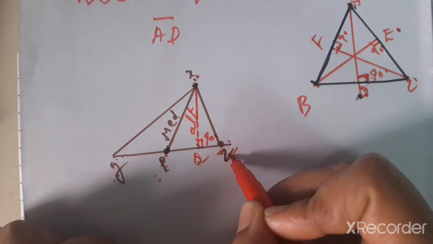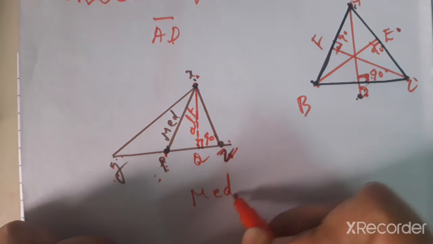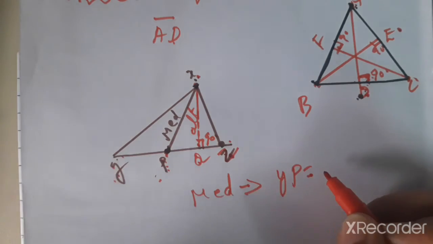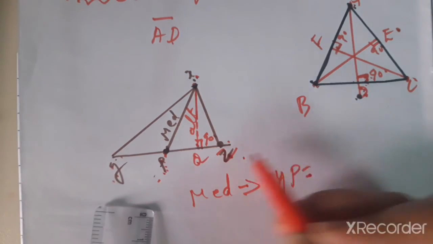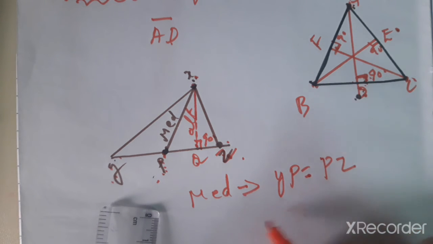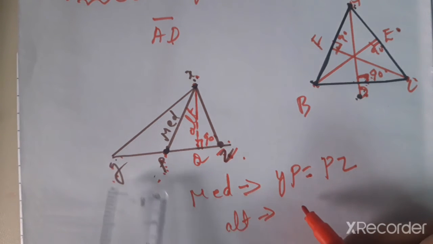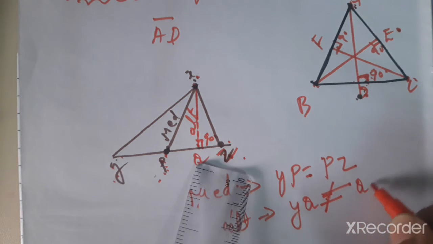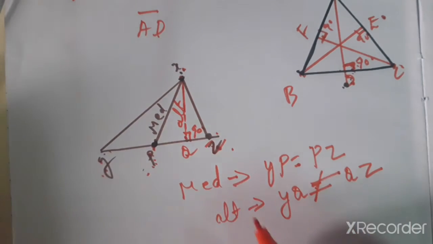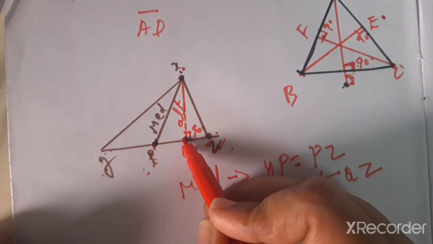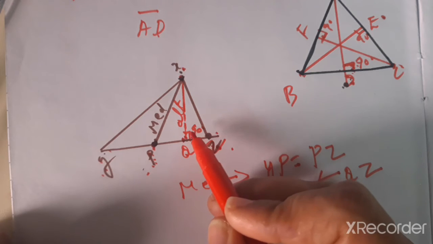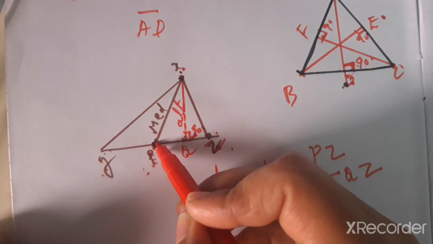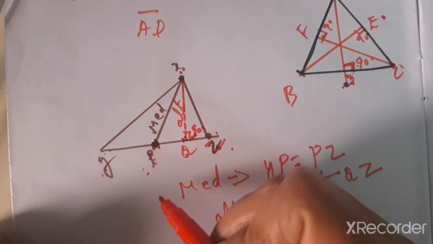But in an altitude we can't say that YQ and QZ are equal. When we draw a median, we can say YP equals PZ, but in an altitude we can't say that. YQ does not equal QZ, because this is an altitude line. When we get 90 degrees on the opposite side, that is the altitude. And if the line from the vertex to the opposite side lands in the middle, that is a median.